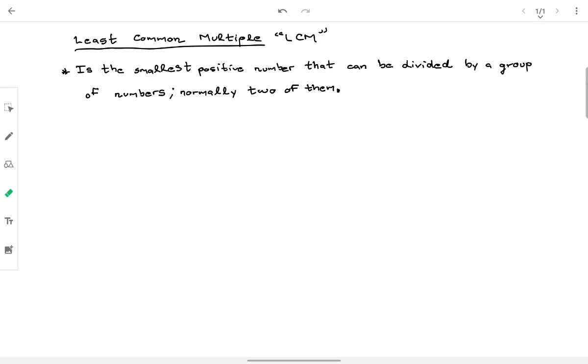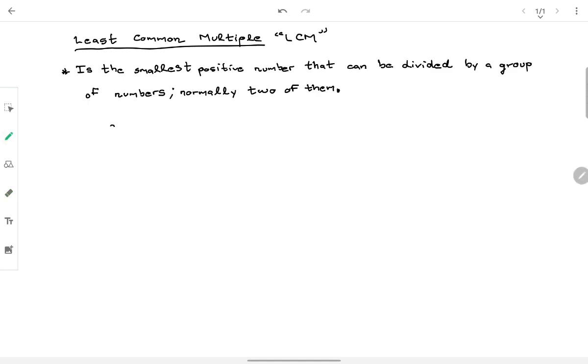This topic is least common multiple, also called LCM. First, we need to understand what least common multiple is. As a definition, least common multiple is the smallest positive number that can be divided by a group of numbers, normally two of them, but they can be three or more. Let's see a little example of what is least common multiple with numbers.